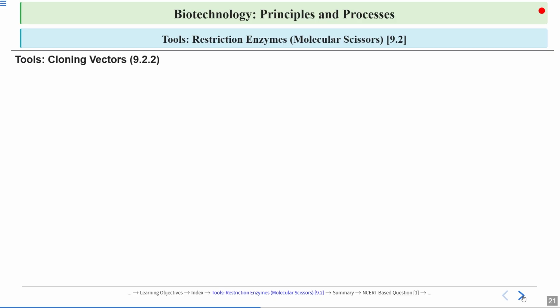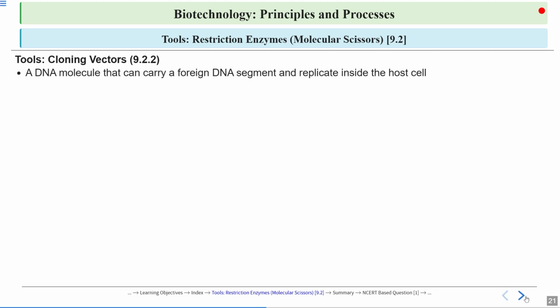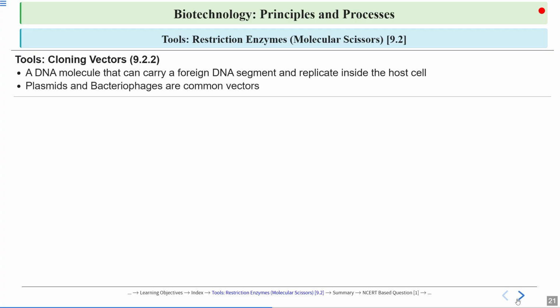Okay. So now, as we got our gene of interest, our DNA, we need something to transfer it to the host organism. For that, we will need cloning vectors, DNA molecules that can carry a foreign DNA segment and not only carry but replicate it inside the host cell. What are the common vectors known? Plasmids and bacteriophages are some common vectors.